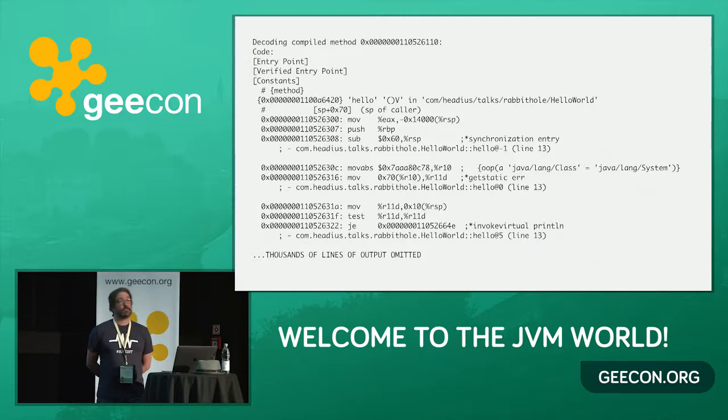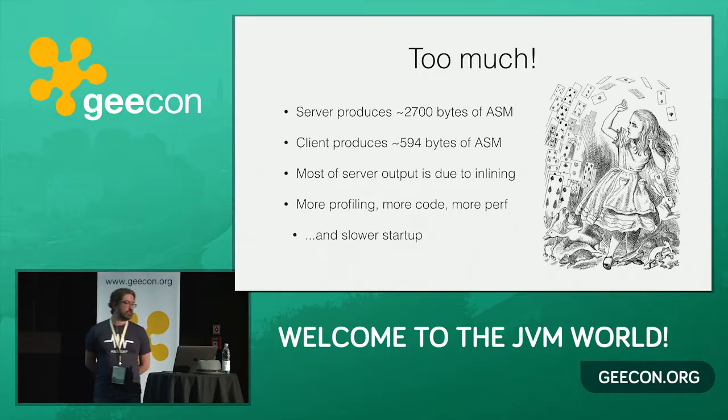Okay, now for this simple Java 101 example, hello world, we get thousands and thousands of lines of output for that one method. There's just way too much code in println, in all of the I/O operations. It's not a useful target for us. In this case, the server compiler produced about 2,700 bytes of assembly that we'd sit and have to read through to figure out which pieces are interesting to us. Even the client compiler, the non-profiling compiler, still had 594 bytes because it's trying to make guesses based on the shape of the code. So it has multiple versions of the code and multiple different paths it follows.